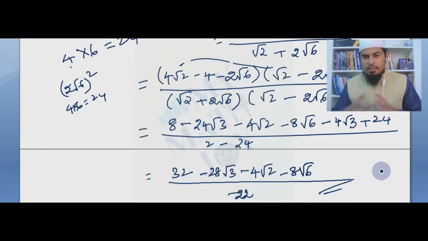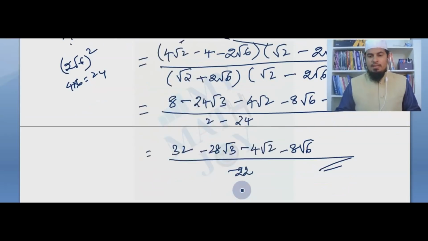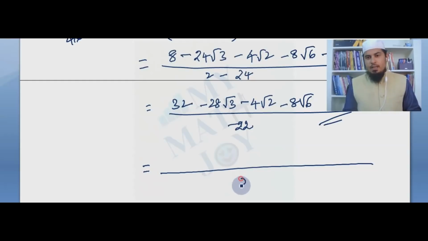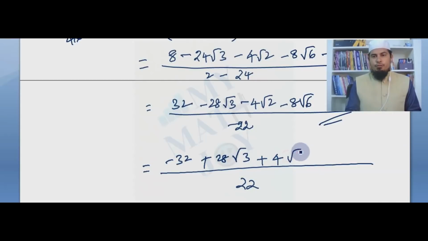Complete. Is there any more simplification? Yes. We just see the denominator is minus. We should not keep the minus sign in the denominator, so we'll give this minus to the numerator. How? You just take this minus and multiply all the numerator terms. So it will become minus 32 plus 28 root 3 plus 4 root 2 plus 8 root 6.